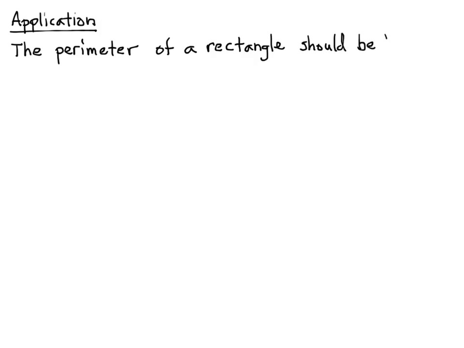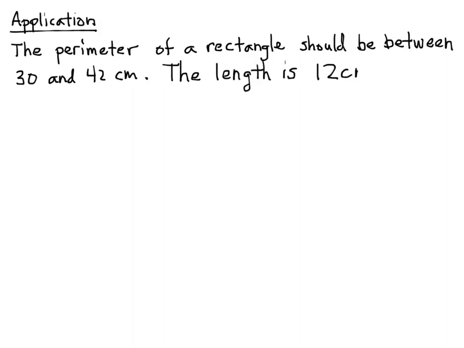Okay, so that's basically it. Let's look at an application here. So you have a perimeter of a rectangle, and you want to make this between 30 and 42 centimeters. You know the length of the rectangle is 12 centimeters. What is the width? Okay, since you want to be between two numbers, you're going to get an interval, right? There's going to be a set of solutions, not one particular solution. So go ahead, set this up as an inequality, and then we'll talk about what you get.